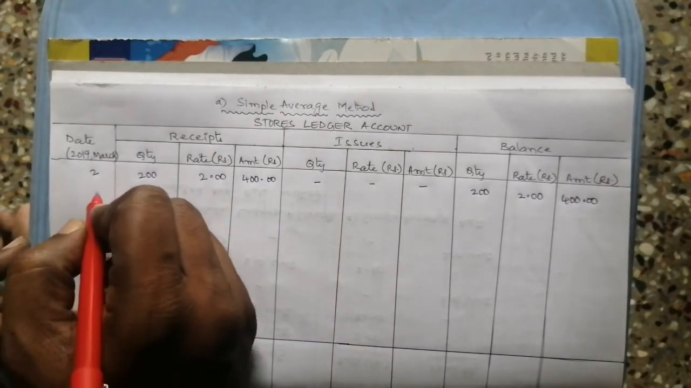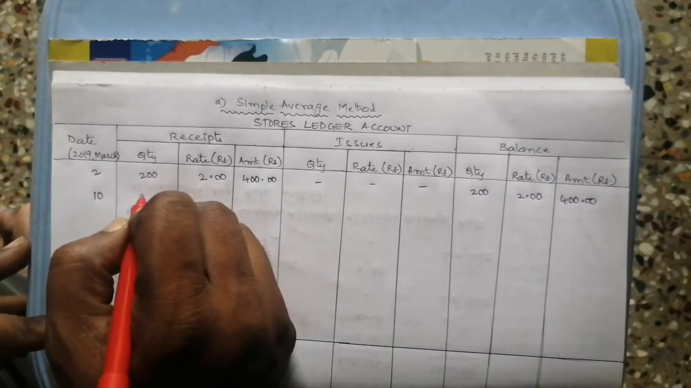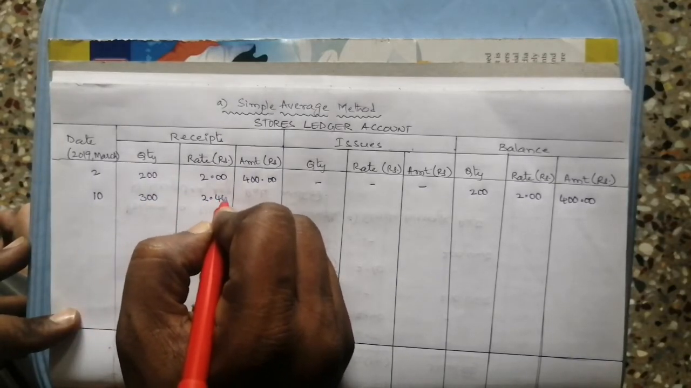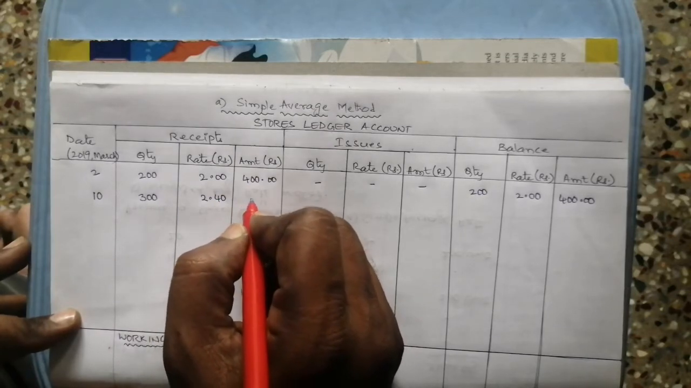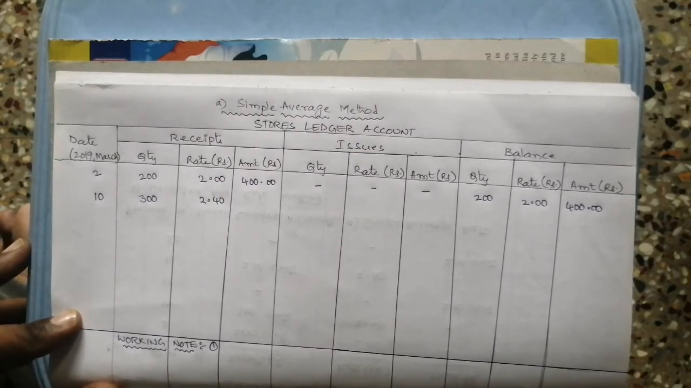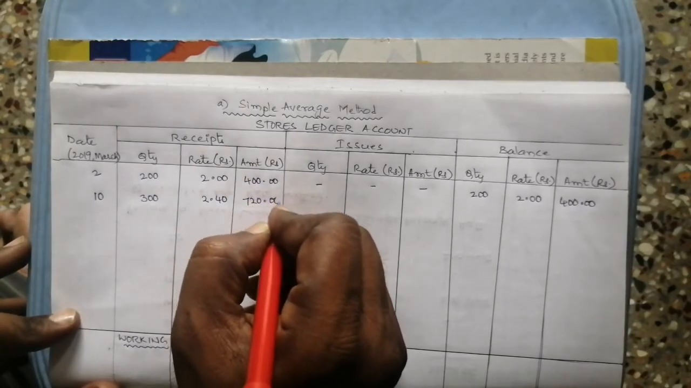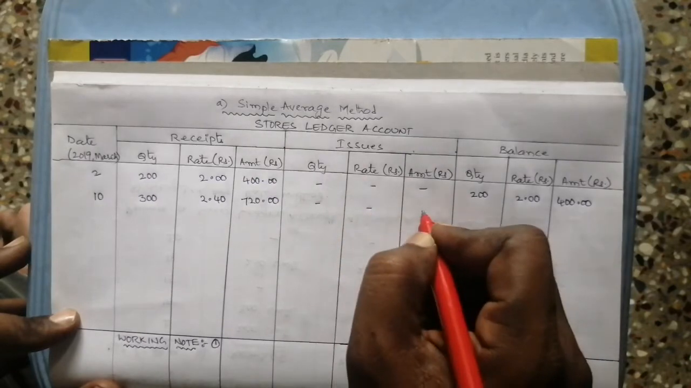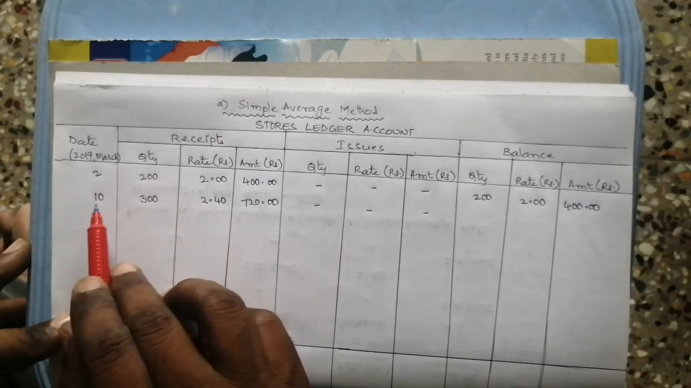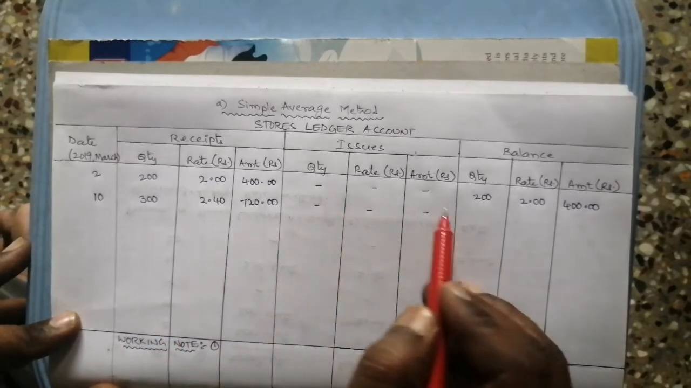Now let us go to the second date, March 10th. We have received 300 units of material at the rate of 2 rupees 40 paisa. 2 rupees 40 paisa into 300 is 720 rupees. On this day also there is no issue of material. On March 2 and March 10 there are receipts, so both are recorded in receipts. There is no issue on these two dates.